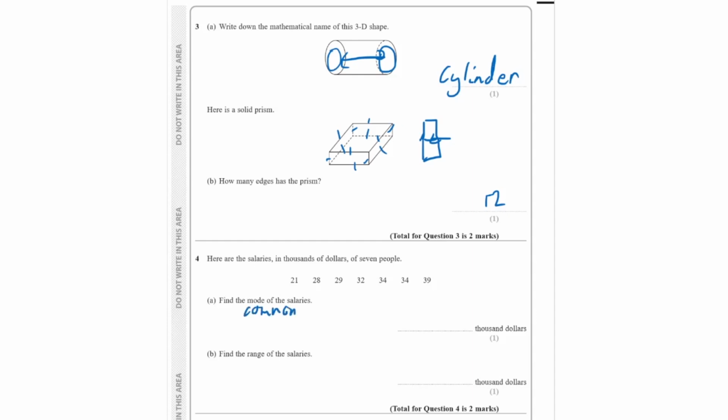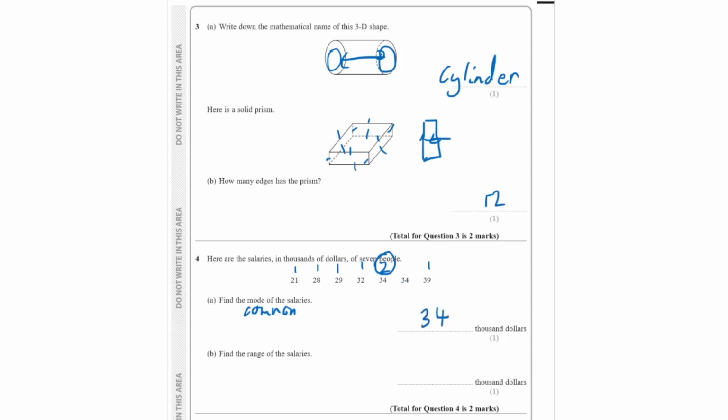So we can simply find any value that is repeated the most. So 21 is only repeated once, so we can write here 1. 28 is only repeated once, so here it's 1. 29 is only once. 32 is only once. 34 is twice. And 39 is once. Since 34 is the most common, we simply write that down here.